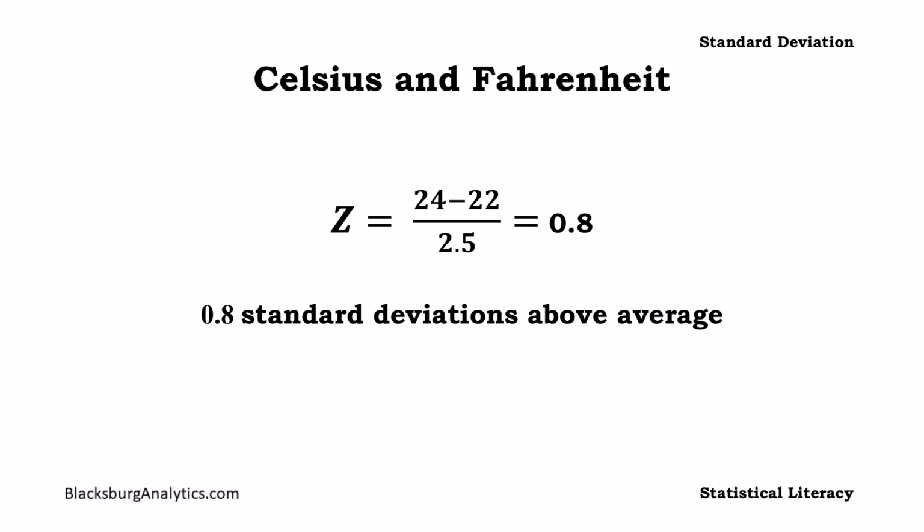Instead of converting Celsius and Fahrenheit degrees, we can convert using number of standard deviations. The z-score of 24 degrees Celsius in Montreal is 24 minus 22, divided by the standard deviation 2.5. The z-score is equal to 0.8. 24 degrees Celsius is 0.8 standard deviations above the average.